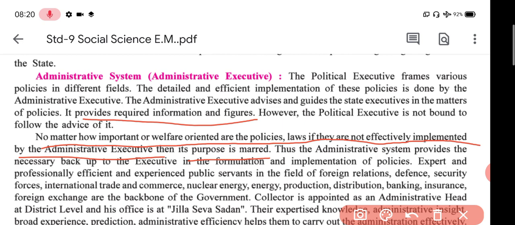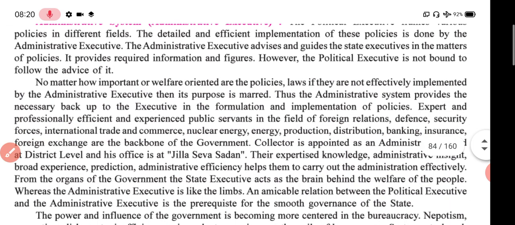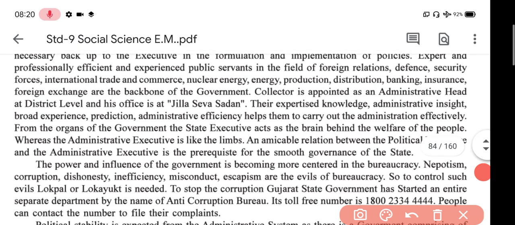Then, in the third line, the last words: expert and professional, efficient and experienced public servants in the fields of foreign relations, defense, security forces, etc. Any 4 to 5 names you can write out of this. Then another point is that the collector is appointed as the administrative head at district level, office is at Jilla Seva Sadan.